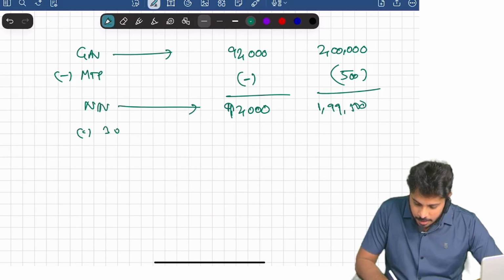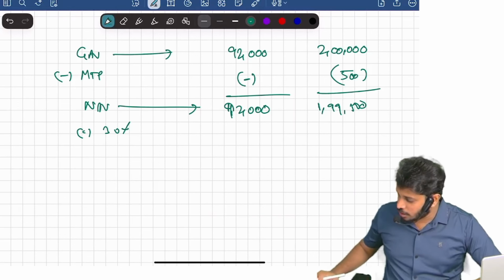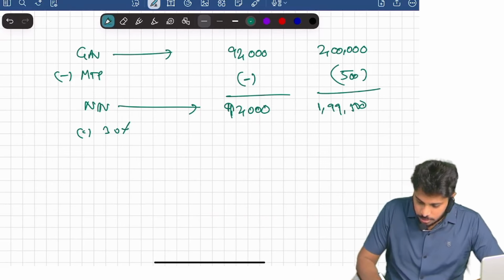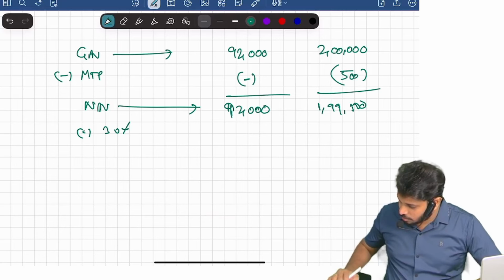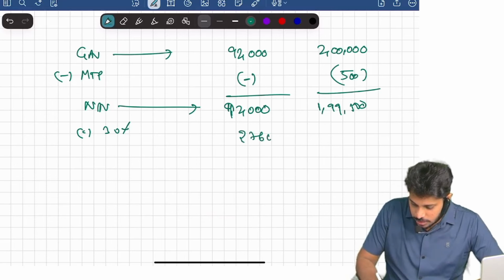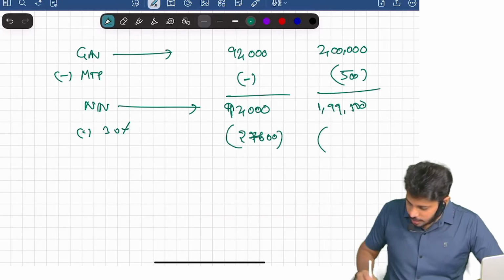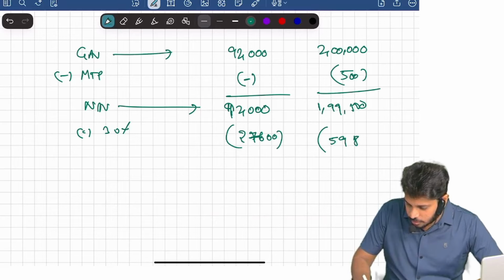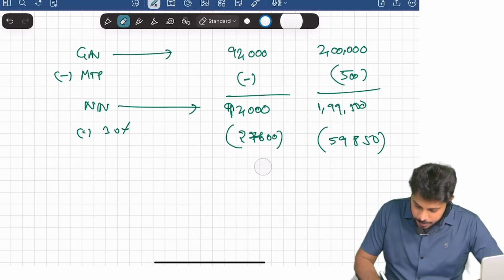Correct? Minus 30% deduction. How much it is? 92,000, 92,000 into 30% is equal to 27,600. Yes or no? Whereas here 1,99,500 into 30% is equal to 59,850. Correct? Now interest on loan.